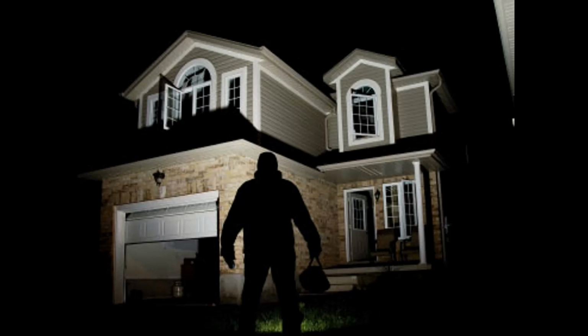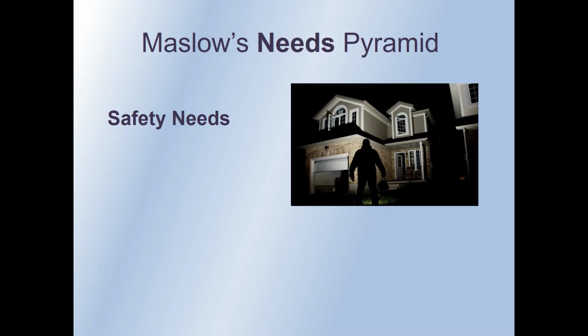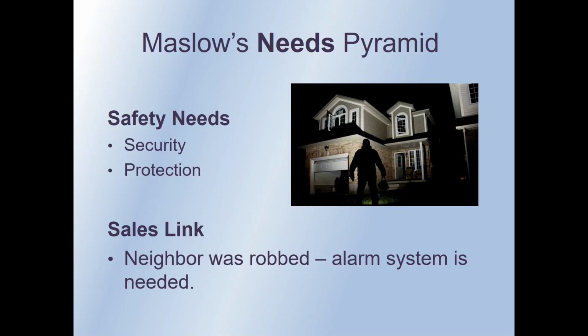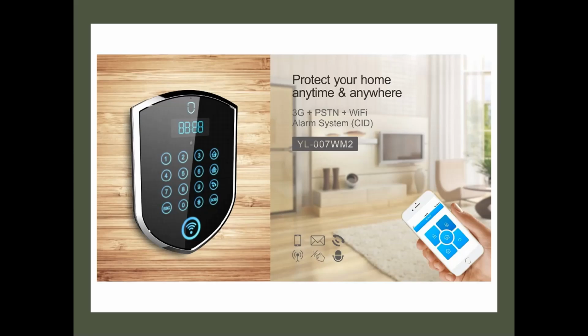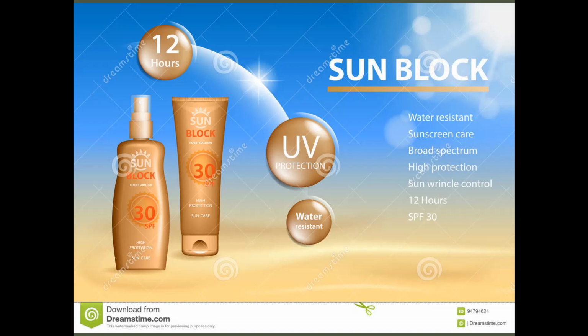So the next one we're going to look at is safety needs. Right? So safety needs: security, protection, those are the main ones. So how do we link this to sales? Well, on the sales link, you heard your neighbor was robbed and you need an alarm system. So let's take a look at the advertisements for security and protection. Here's one: protect your home anytime, anywhere. And protection comes in different aspects too, in different ways.